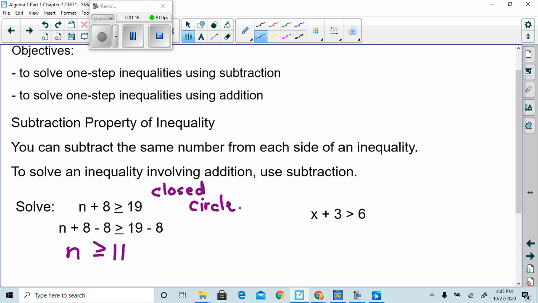On to our second problem. Again, I see addition. My inverse operation is subtraction. I then get x is greater than 3. The greater than symbol here would be an open circle. And I'm not graphing these just yet because we spent a good part of our time last session on that.